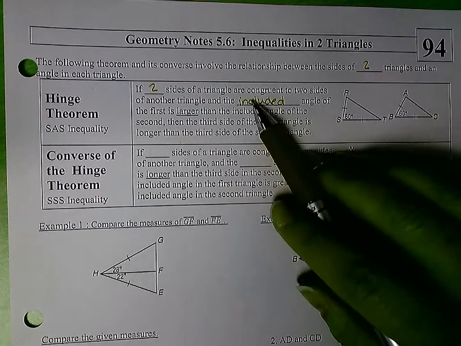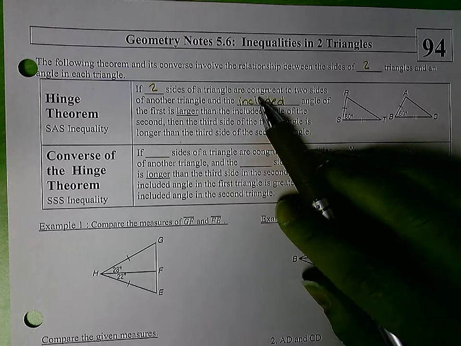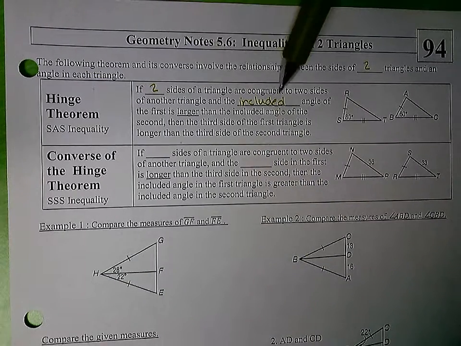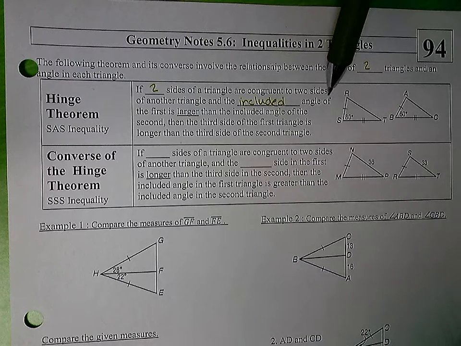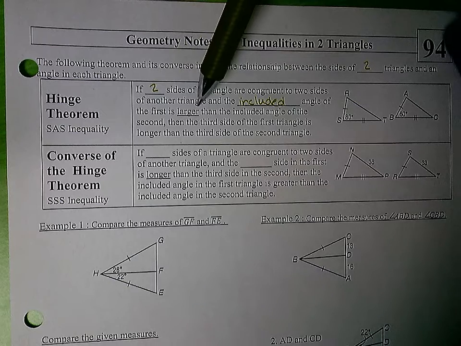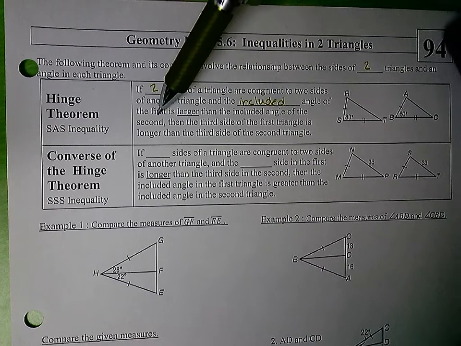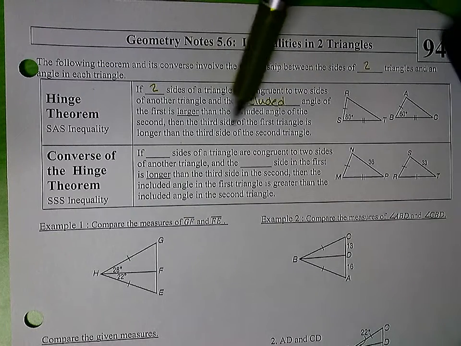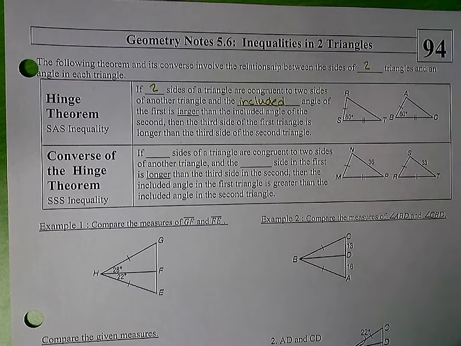Okay, so if two sides of a triangle are congruent to two sides of another triangle, and the included angle, so the angle between your sides, of the first is larger than the included angle of the second, then the third side of the first triangle is longer than the third side of the second triangle. Okay, that's a lot of words. I promise it's really easy.